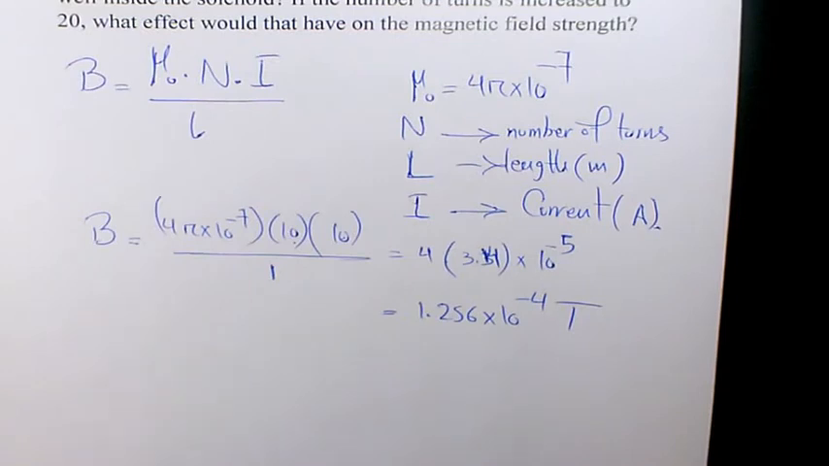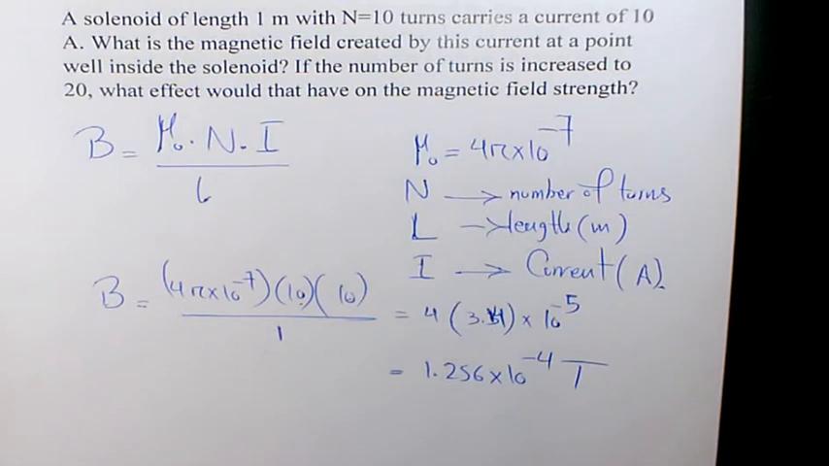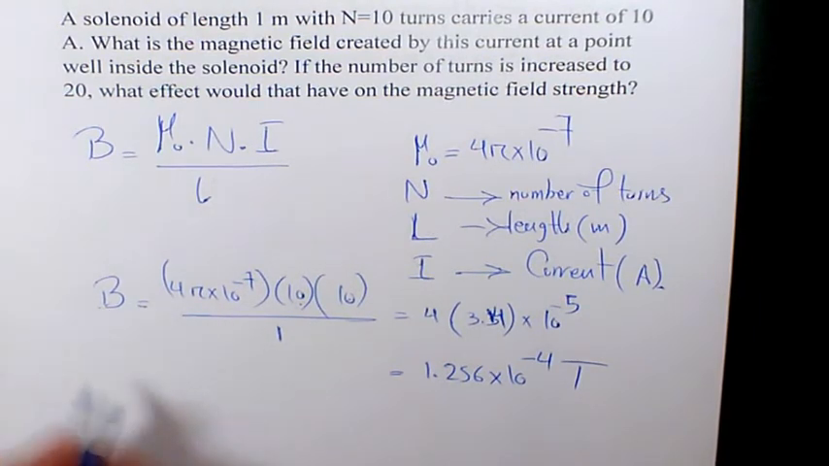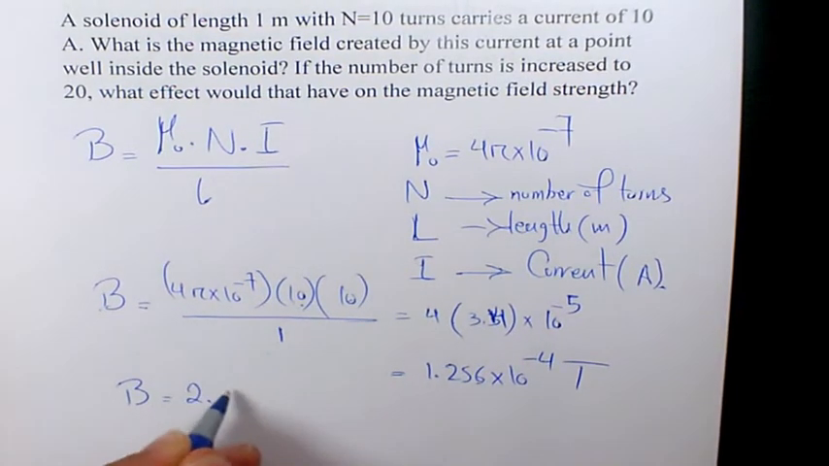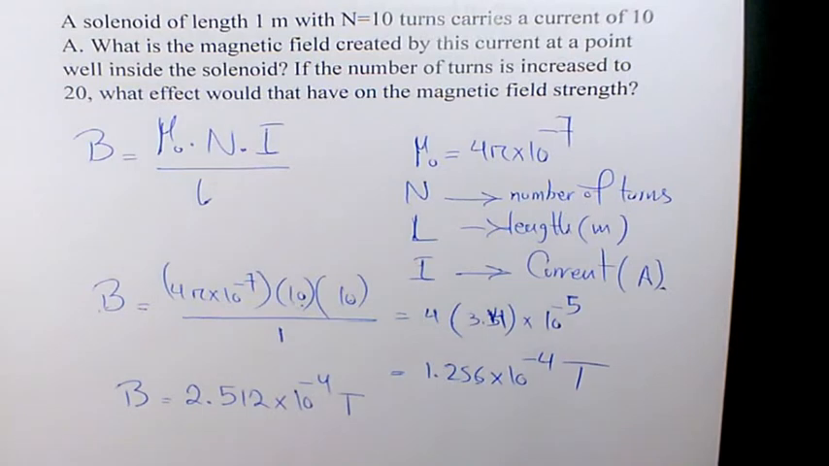Now what happens in the second part of the question? It says what is going to happen if we increase the number of turns to 20. So N will be 20. So it means that B becomes double. So 1.256 times 10 to the power of negative 4 will become 2.512 times 10 to the power of negative 4 Tesla.